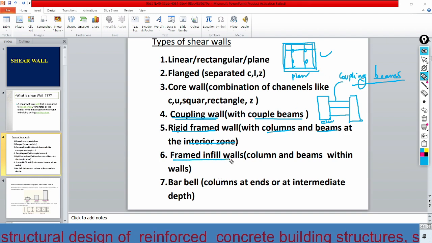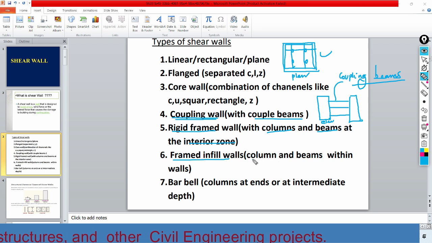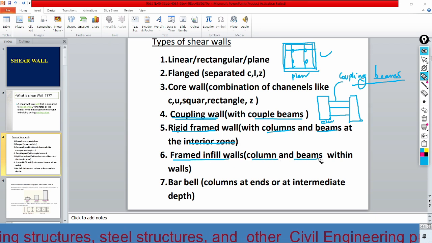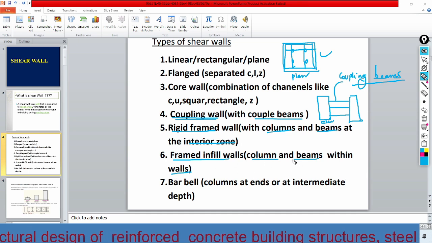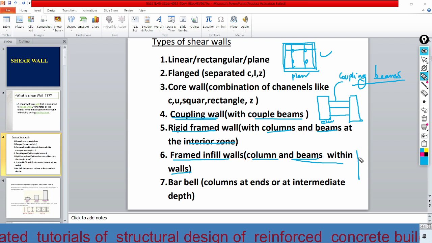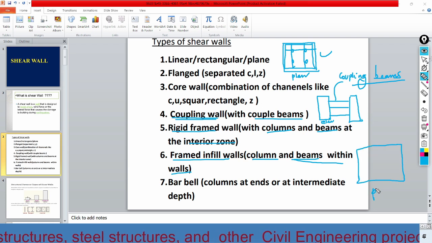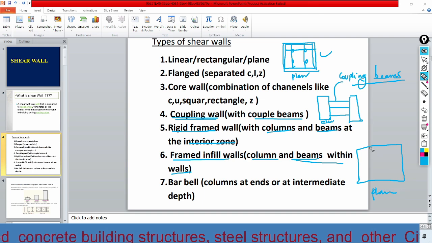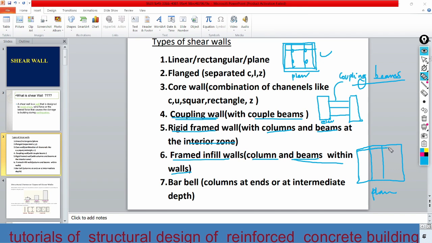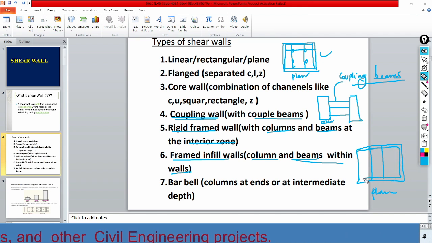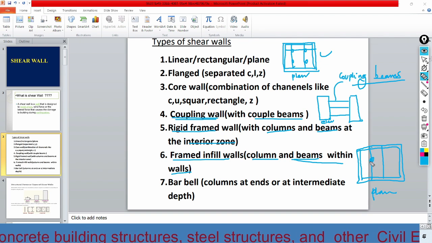And the other is the frame infill wall. That means this is also a combination of columns and beams with a wall. So just like this, suppose this is a plan of the building, and here we may have a frame just like this. Here this is a wall, and here we may have a column.